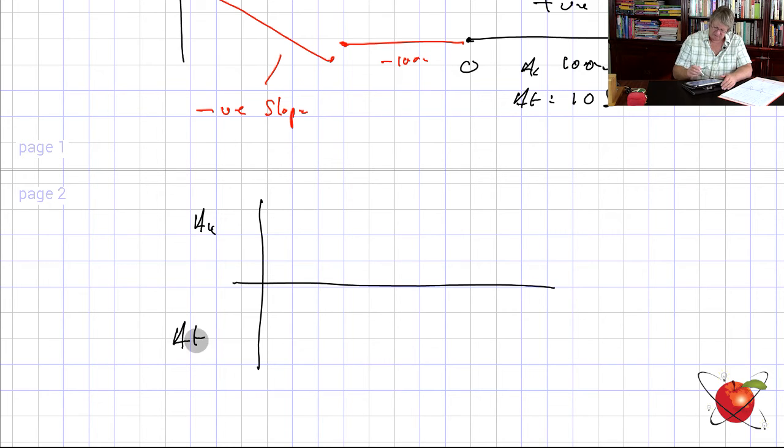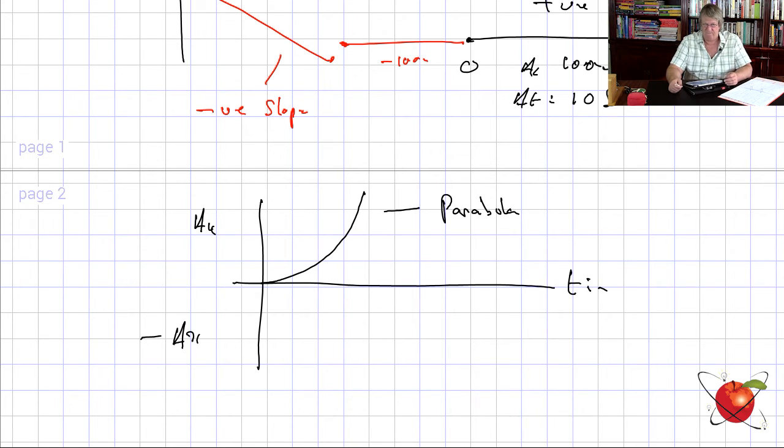Delta x minus, and this is our time. What if we had a graph that looked like this? Okay. Well, first of all, this is a parabola, isn't it? It's not a straight line graph, okay? This shows here a positive acceleration, okay? It's position versus time.